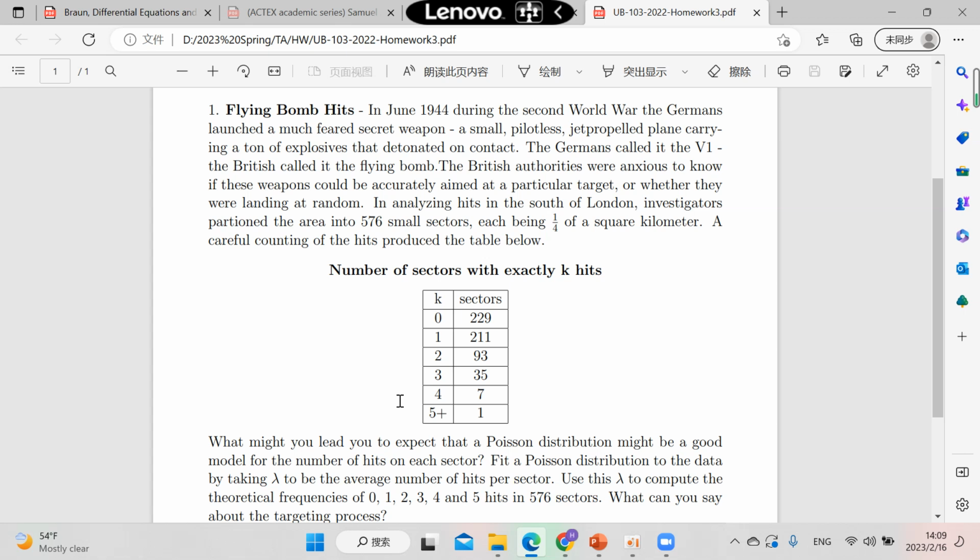So to calculate, for example, the hypothesized frequency of k equals 2, you're going to use the formula, I think e to the minus lambda, lambda to the k over k factorial, times something. I have that one.